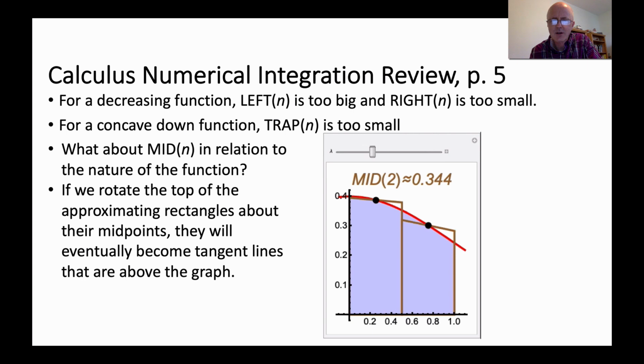Do they really become tangent lines? Are they really tangent to the curve? You can verify that. Is the area still the same? Is the area of the final trapezoid in fact still the same? It is, because you're rotating around the midpoint.